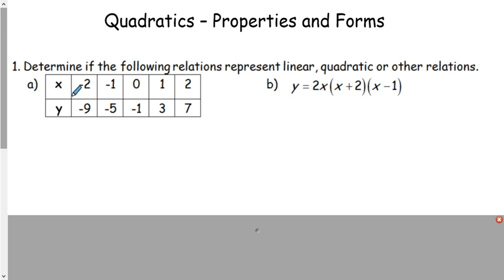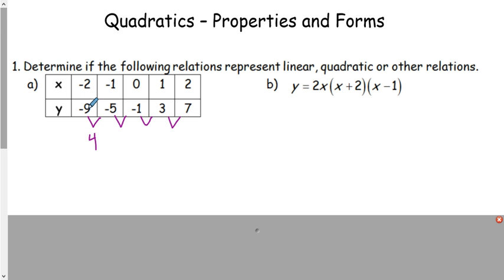Let's have a look at our first one. This is our table of values. So with the table of values, we're going to be looking for first and second differences. So we're looking to see how these change as we go from one y value to the next. So I would first start by saying, okay, we're going to take where we end up, minus 5, and we're going to subtract 9 from it. So negative 5 minus negative 9, subtracting a negative is like adding, that's 4.